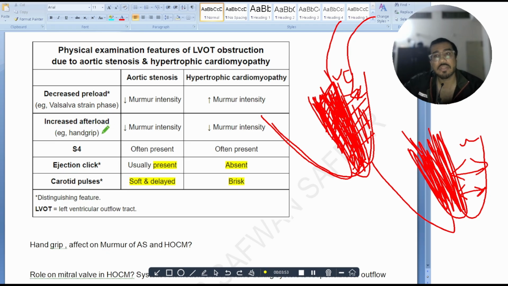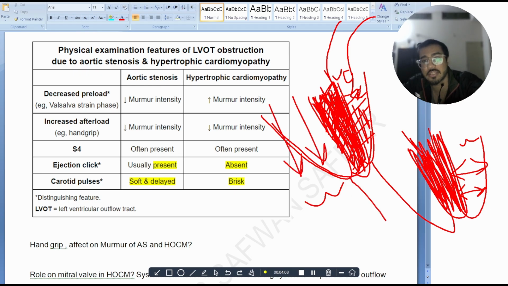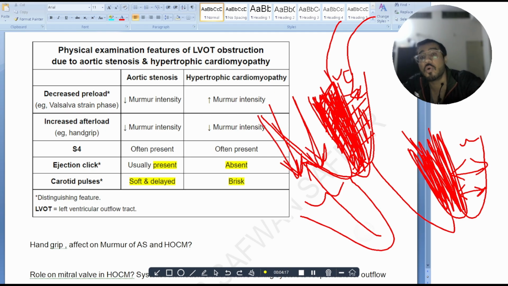And what happens when there's greater afterload? There is not much speed of the blood flow across the valve, because when the blood is flowing, this is the valve and there's a great amount of back pressure, and this is the left ventricle, and the blood is also flowing from this direction into the systemic vascular system. Due to greater back pressure of the blood, the flow is not of high velocity. That results in a decrease in the intensity of the murmur.